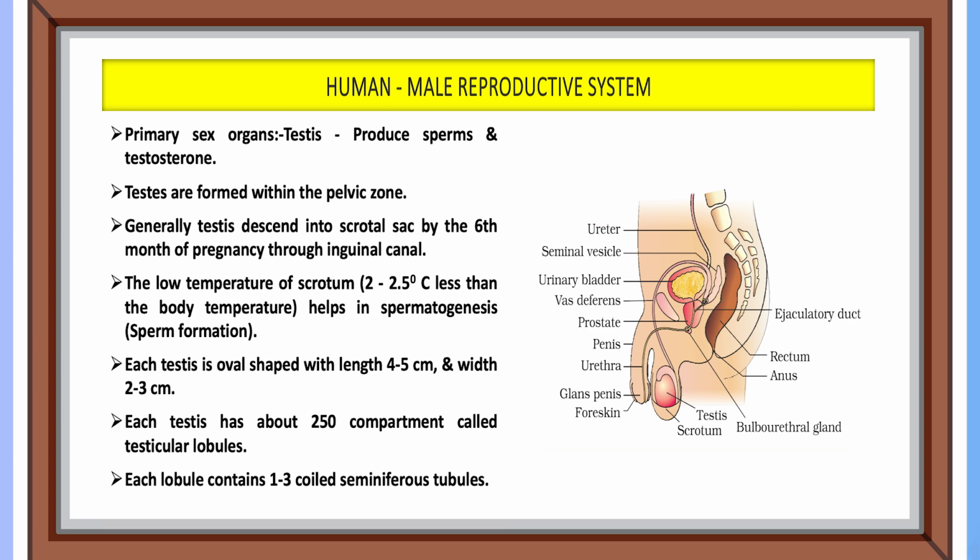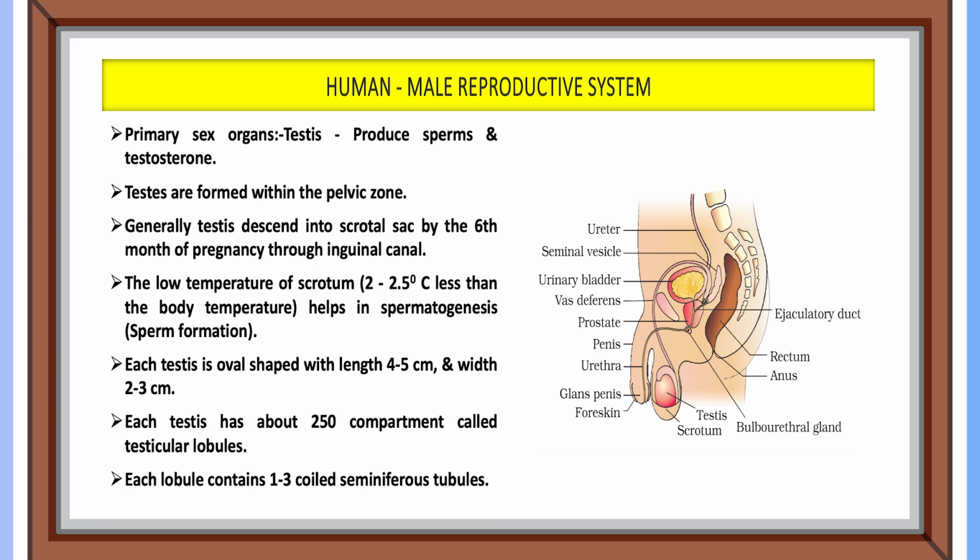The primary sex organs, testes, produce sperms. So, any organ that is concerned with production of gametes will be called primary. In the male reproductive system, the primary sex organs are the testes. They produce sperms and testosterone. Testes are formed within the abdominal cavity here. Generally, testes descend down into the scrotal sac by the 6th month of pregnancy through the inguinal canal.